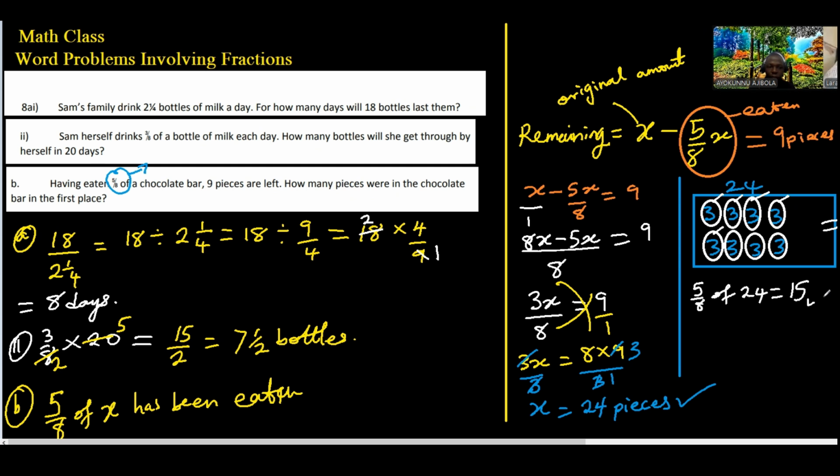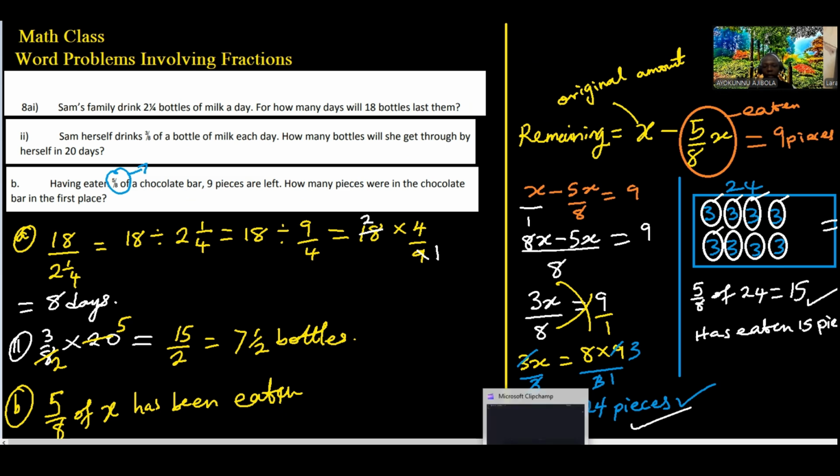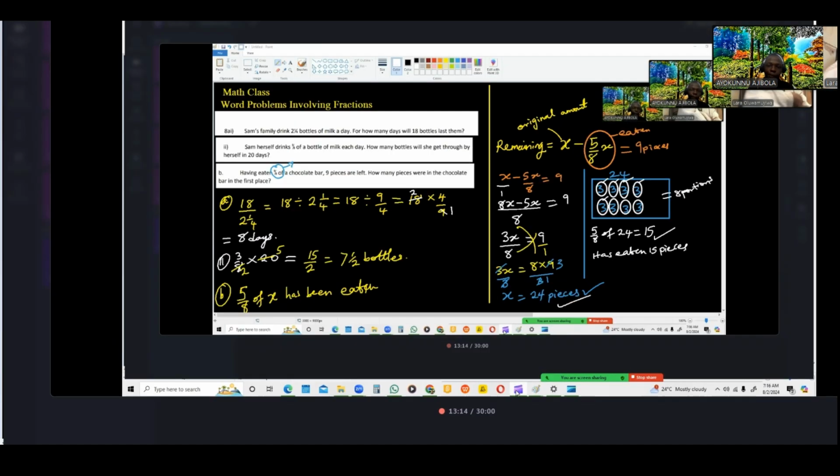Okay, so he or she has eaten 15 pieces. That's why it remains 9 pieces from 24 pieces. Is this clear to you? Do you understand this? Okay, I'm going to give you some time to write this down before we proceed.